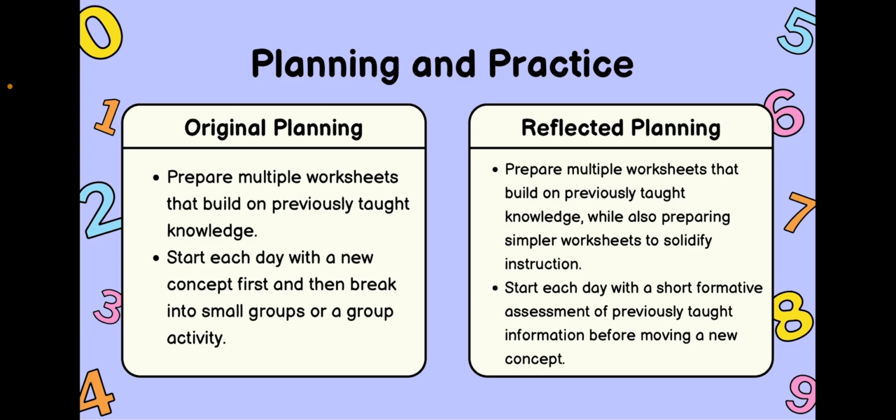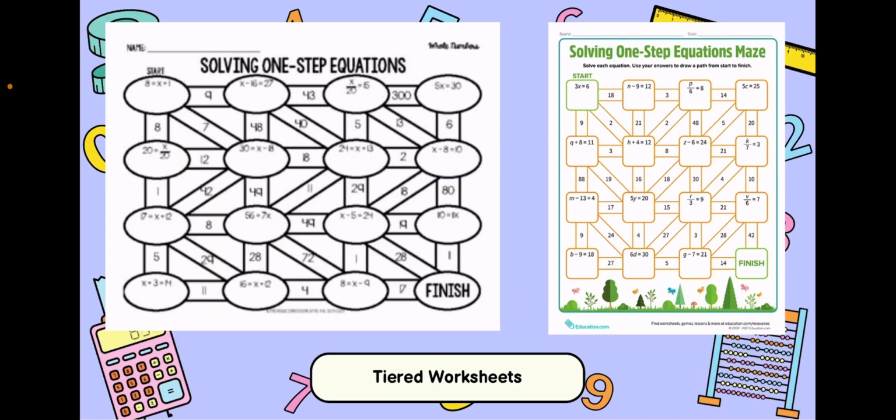And then for the original planning, I also said to start each day with a new concept first, and then break into small group or a group activity. Reflecting, I would actually start each day with a short formative assessment of previously taught knowledge before moving on to a new concept, to ensure that at least 75 to 80% of the students have mastered the skill before adding to a new skill.